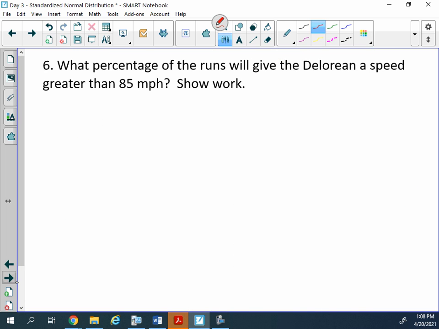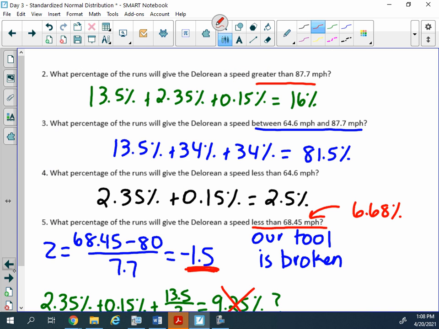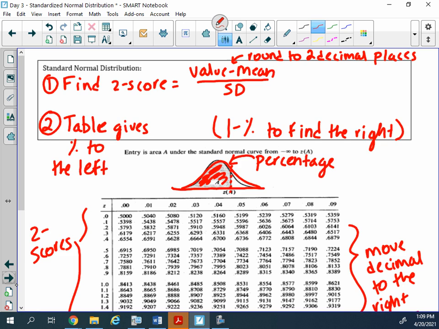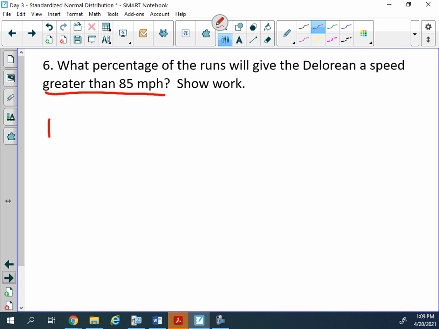Okay, let's go ahead and try that for this. So what percentage of the runs will give the DeLorean a speed of greater than 85? Now, let's go back to our normal curve. Notice we don't have 85 on our normal curve, so we know the 68, 95, 99.7 rule would not work here, so we have to use our new tool of the standardized normal curve. So the first thing we need to do is find the z-score.